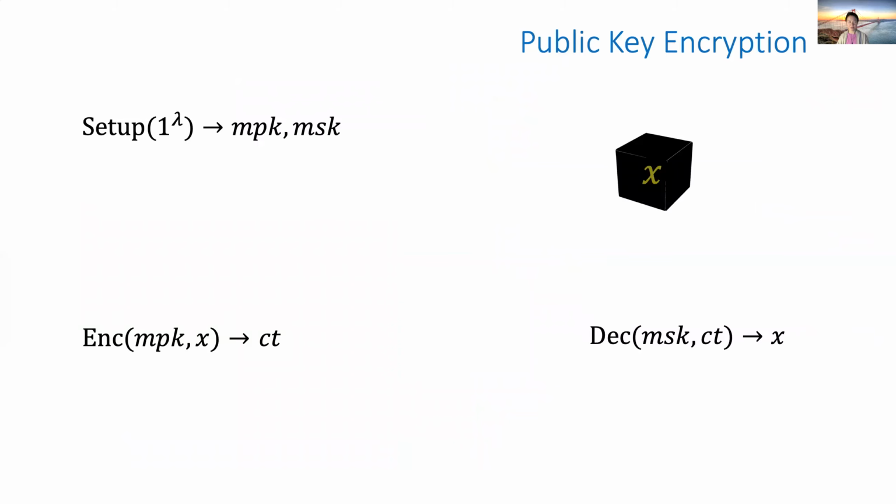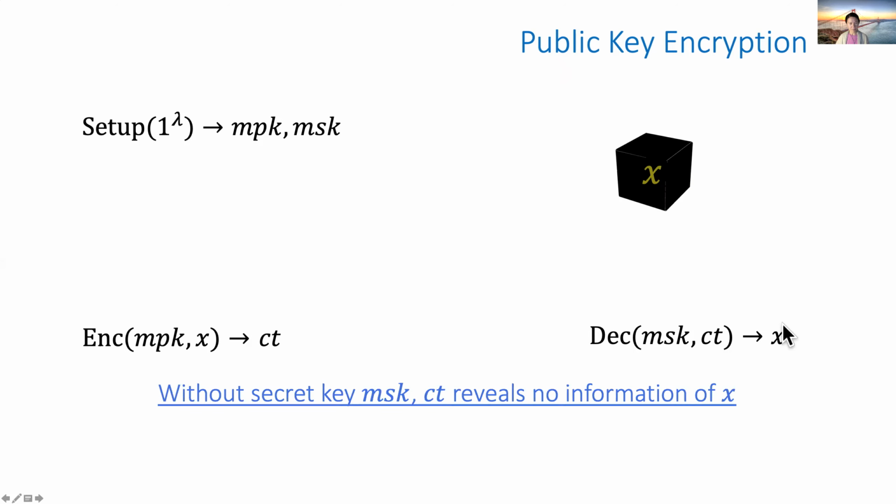Here, a public key encryption scheme allows us to generate pairs of master public key and secret key. Using the master public key alone, we can encrypt an arbitrary message to produce a ciphertext, so that the ciphertext can be decrypted using the master secret key to reveal the encrypted message. And without the master secret key, the ciphertext reveals no information about the encrypted message whatsoever.